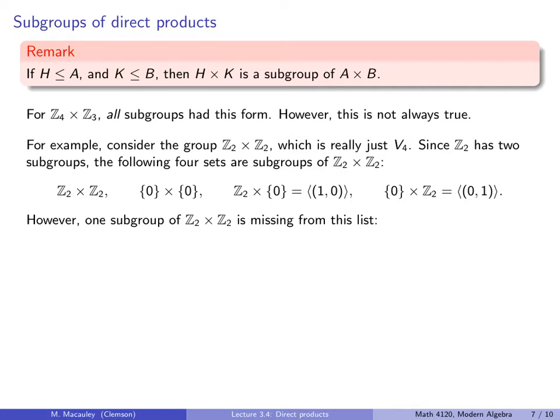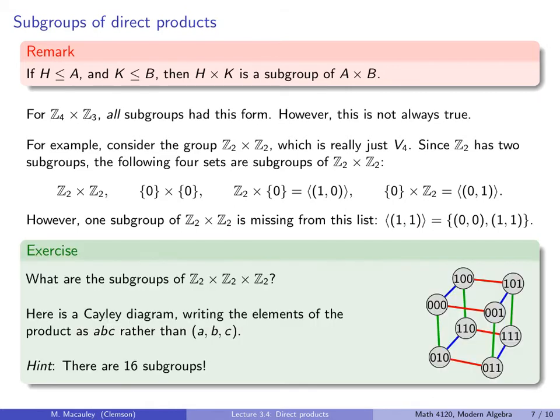However, there is one subgroup of Z2 cross Z2 that is missing from this list. Can you think of it? It's the subgroup generated by the element (1, 1). It contains these two elements, (0, 0) and (1, 1), but it is not the direct product of 2 subgroups, something in here and something in there. That's interesting, isn't it?